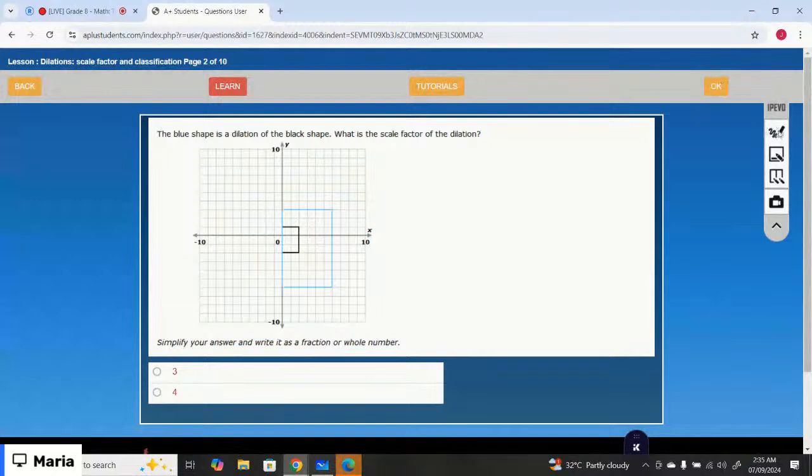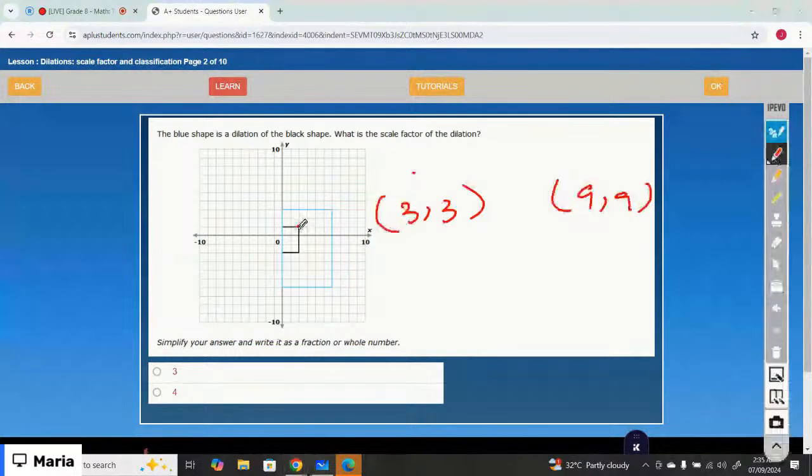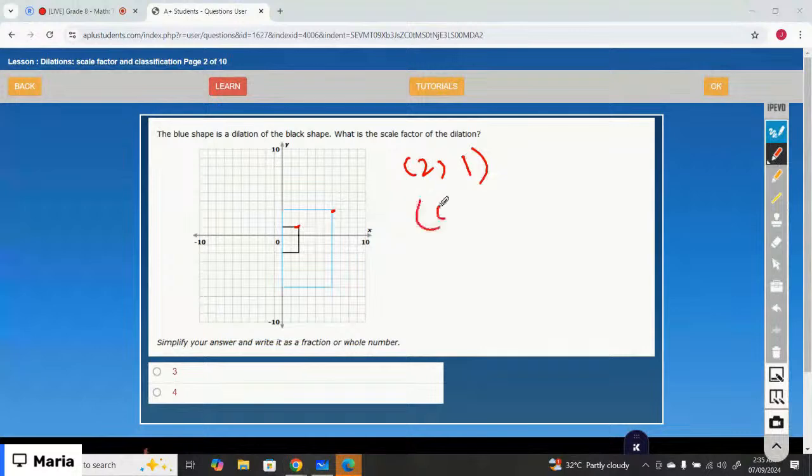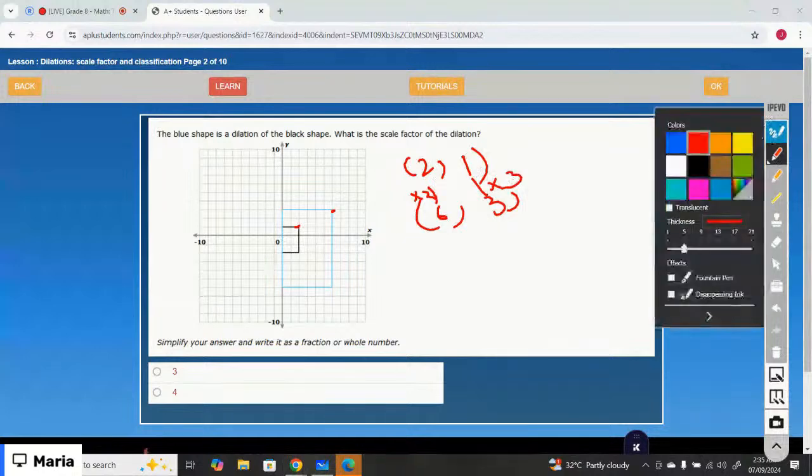Let me just see. For this point, x is 2, y is 1. For the same point on this one you have 6 and 3. So 2 times 3 is 6 and 1 times 3 is 3. That means the scale factor of the image is 3. The correct option is 3. Option number 1 is the correct option.